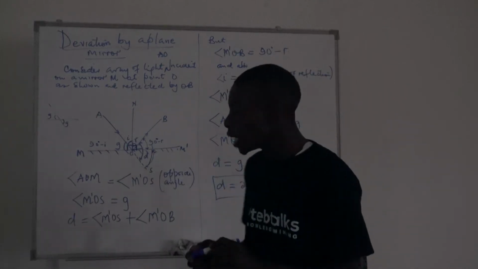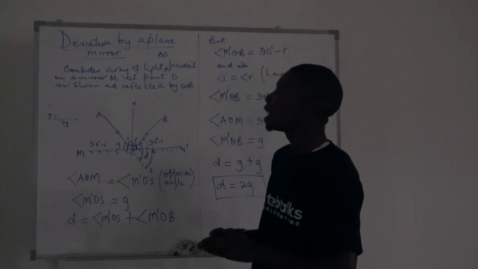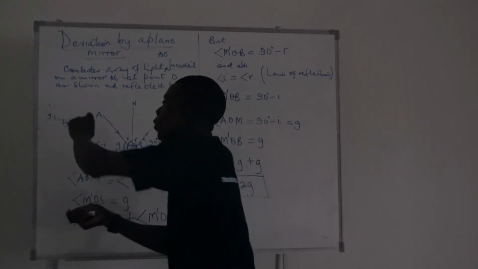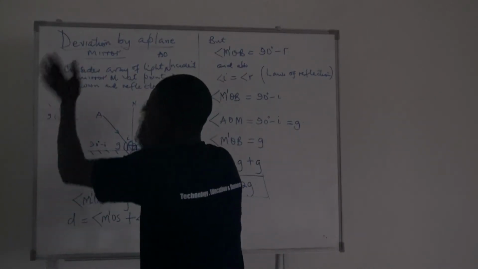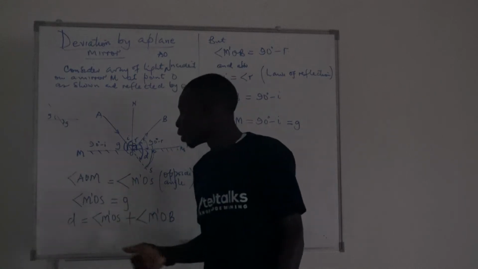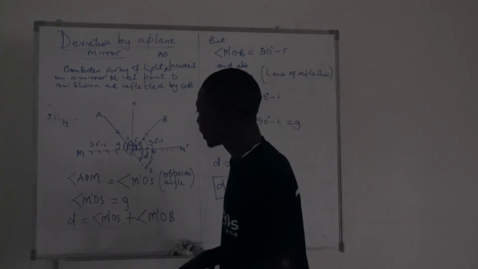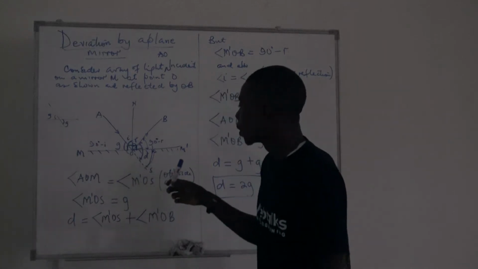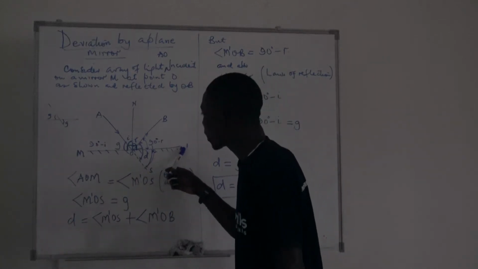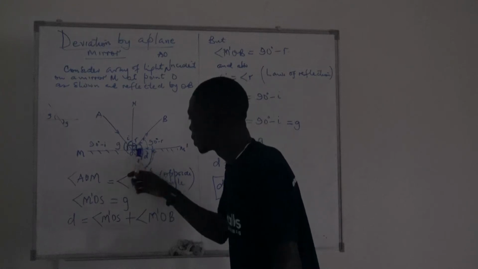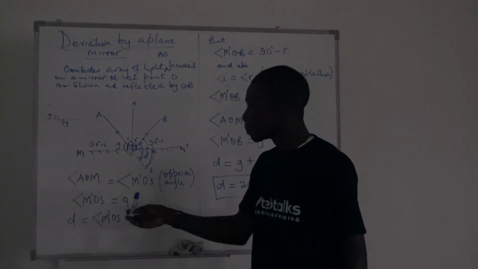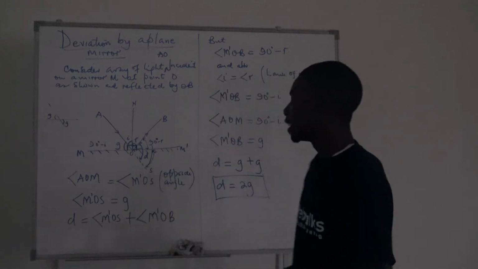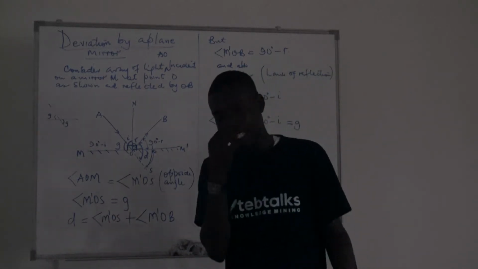Which reason did we give? We said the reason is because they are opposite angles. It is opposite the other one. This one is here, another is opposite on the other side, isn't it? So we said those two are equal. So that means that if this is G, this is also G, and we concluded that angle M prime OS, which is this, is also G. Is that okay? Good, if that is still okay.